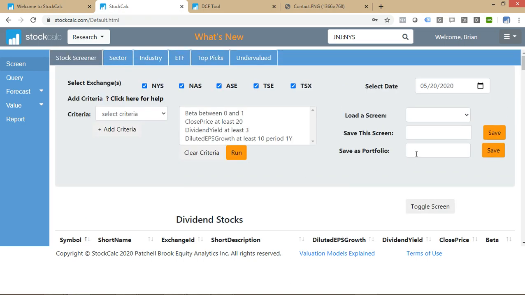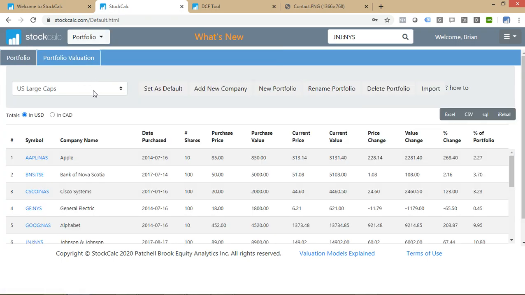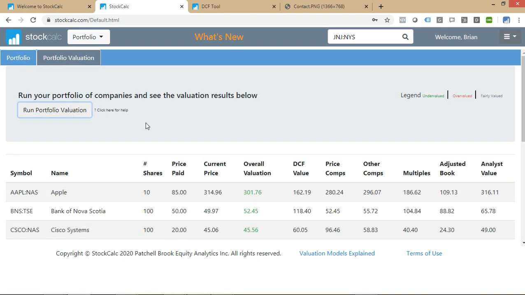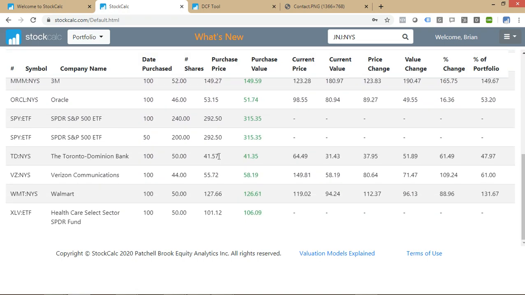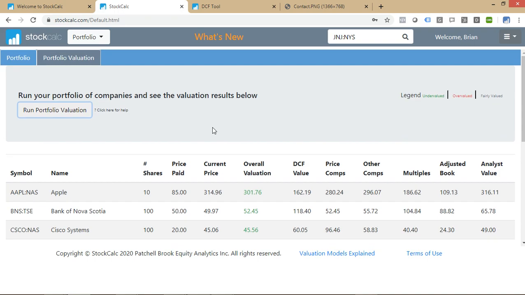We can actually save that list of companies to a portfolio as well. So I can actually show you if I go into the portfolio page. Here's a standard one that I keep, US large caps. So you can see the date purchased, number of shares, purchase price, etc. We can actually then run the valuation on that to come up with the valuations that we're getting for each of the stocks within that portfolio.